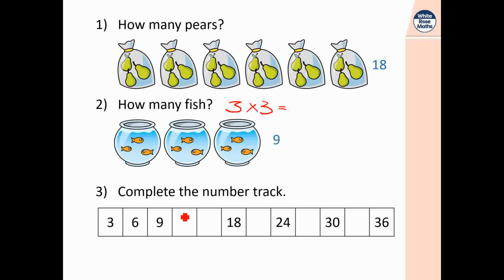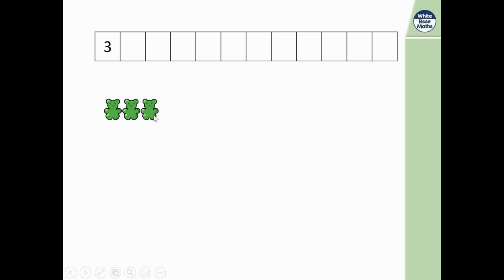Okay, so we have to complete the number track. Now that's basically what we just did. It's the 3 times table. So we've got 3, 6, 9. What goes here? 12. And here? Here we have to do 11 times 3. What's that? 33. Good.